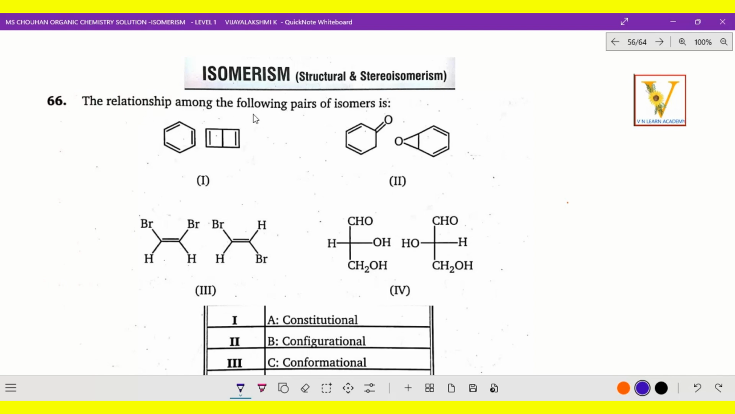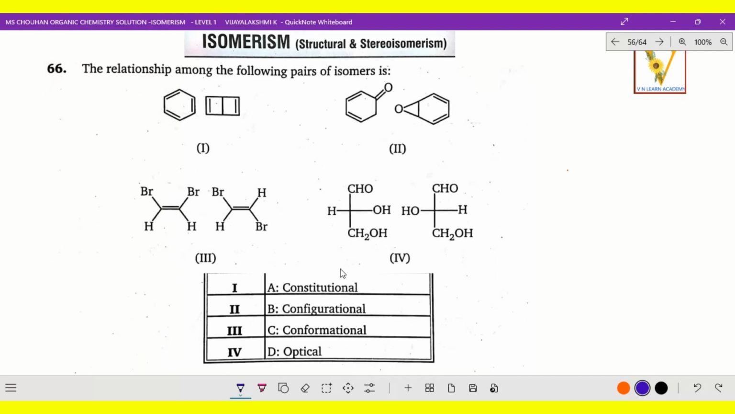The question asks about the relationship among the following pairs of isomers: first, second, third, fourth. We have to identify what type of isomer each pair is. This is benzene, so how many carbons are available? Both are C6H6: 1, 2, 3, 4, 5 and 6, and here also 1, 2, 3, 4, 5 and 6. Both have 6 carbons and 6 hydrogens, so this is a positional isomer.